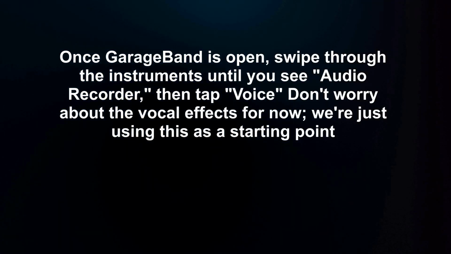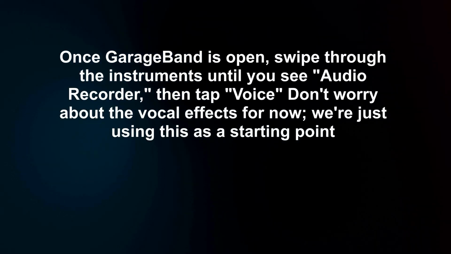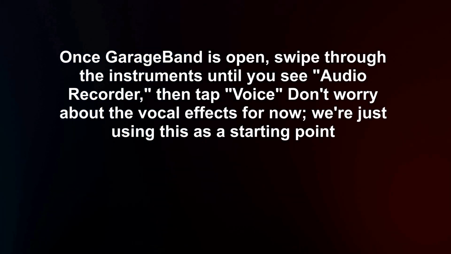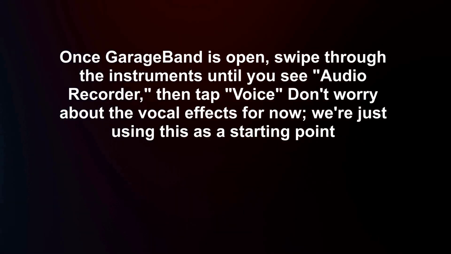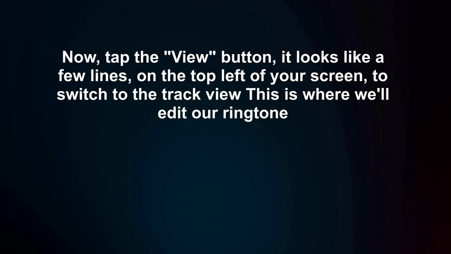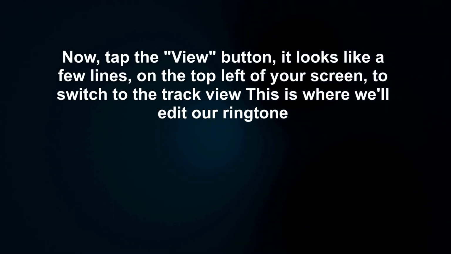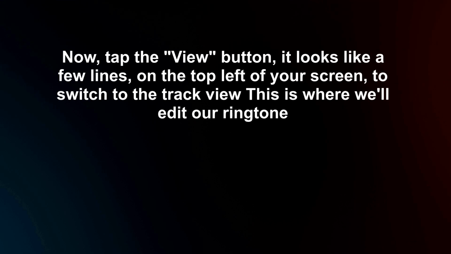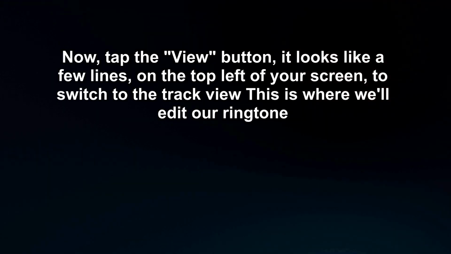Once GarageBand is open, swipe through the instruments until you see Audio Recorder, then tap Voice. Don't worry about the vocal effects for now, we're just using this as a starting point. Now, tap the View button. It looks like a few lines on the top left of your screen, to switch to the track view. This is where we'll edit our ringtone.